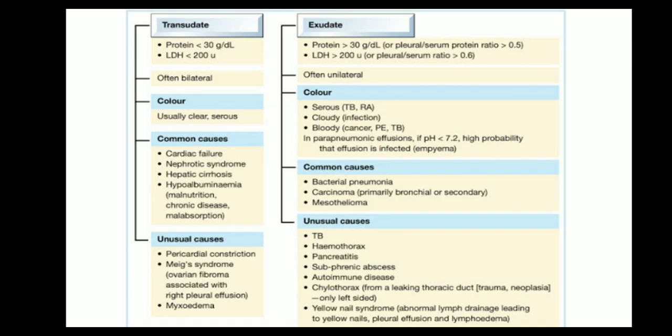The usual causes I have discussed earlier. This is just a revision of the transudate and exudate differences. So protein and LDH levels are very important. Common causes for transudate are cardiac failure, nephrotic syndrome and hepatic cirrhosis. Common causes for exudate are bacterial pneumonia, carcinoma, and mesothelioma. Unusual causes for exudate are TB, pneumothorax, pancreatitis, subphrenic abscess, autoimmune disease, etc.